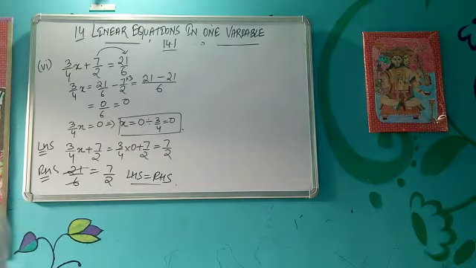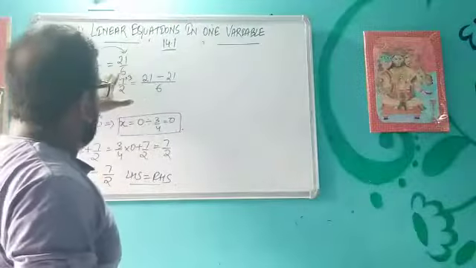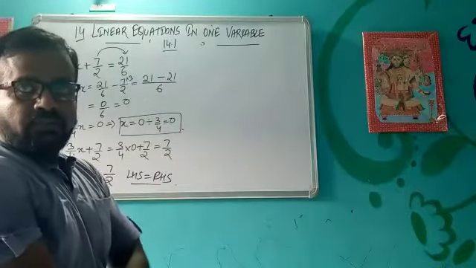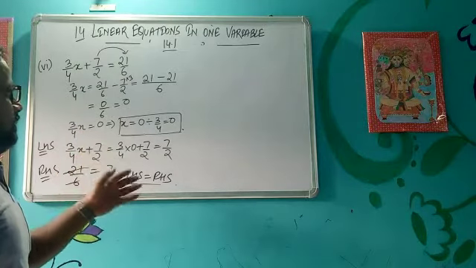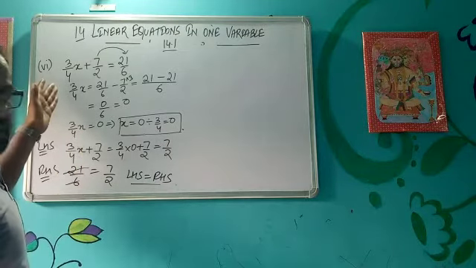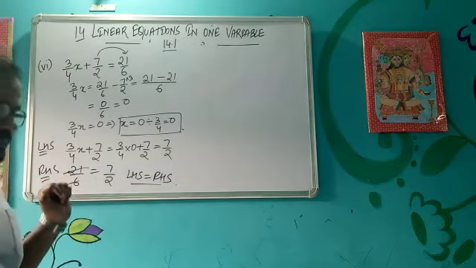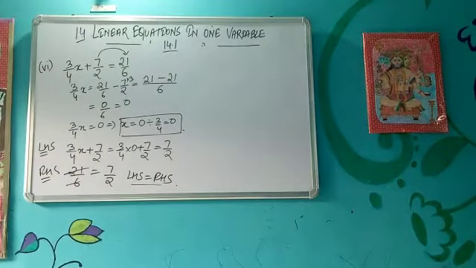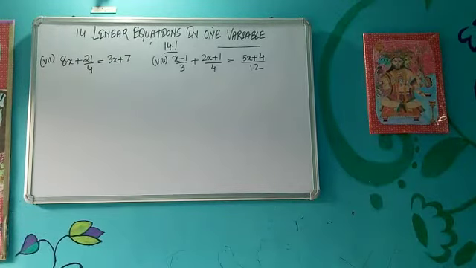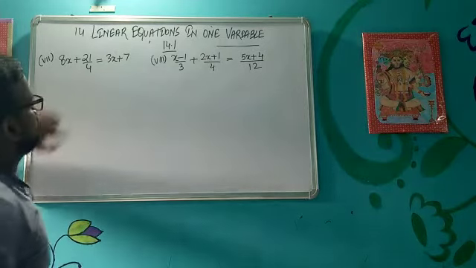Okay. So what we are doing in these questions, we are taking all the constants on one side and all the variables on the other side. Afterwards, we are solving, and for checking, we are taking the LHS separately and RHS separately. Okay, so let's discuss one more question.